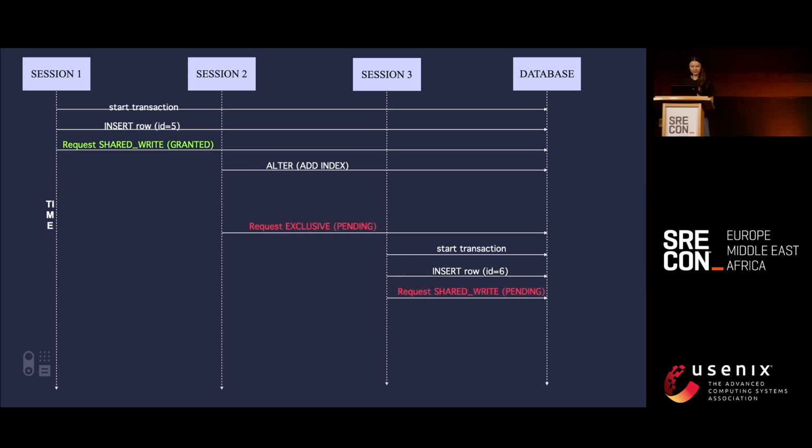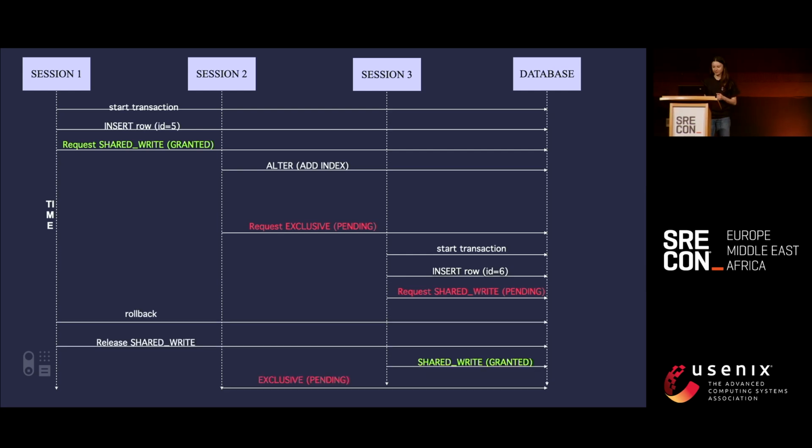OK, so I'm going to release the shared write lock. And we end up with shared write granted, an exclusive lock pending. So has anyone changed their mind? OK, so in this case, they don't actually complete in order. The shared write lock will overtake the exclusive lock, even though exclusive was requested earlier.